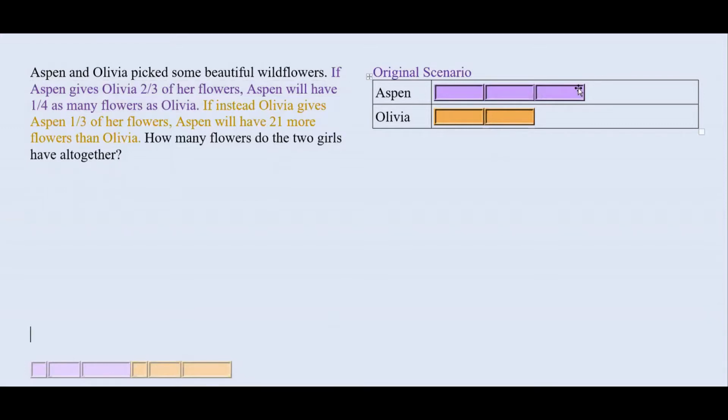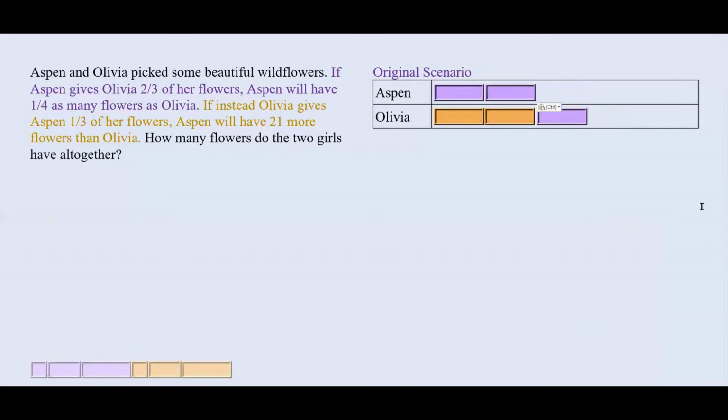So take a look. If you take Aspen's 1/3 and cut and paste it to Olivia's cell, take another 1/3 because Aspen is supposed to give 2/3, and give it to Olivia. And now look, Aspen has a quarter of what Olivia has. So that has to be correct.